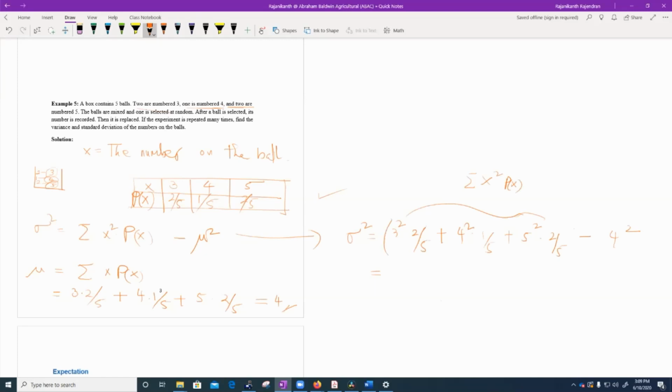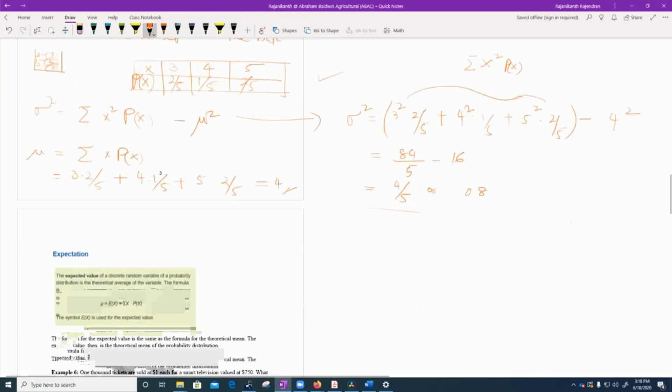Okay, so when you simplify this expression, how much will you get? 3 squared is 9, 9 times 2, 18. So this is 18, and this is 16, 34. This is 50. So it is 84, right? So 84 over 5, then subtract 16. So that is 4 over 5, or 0.8. So that is the variance. Therefore, the standard deviation is simply the square root of 0.8.